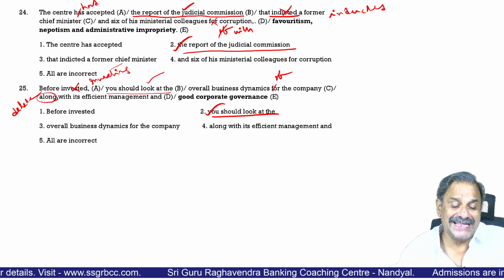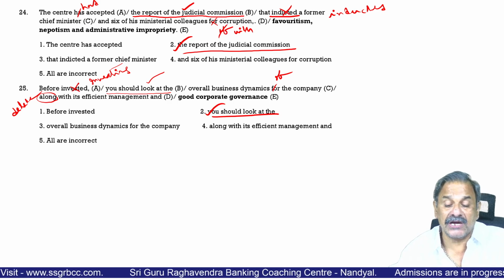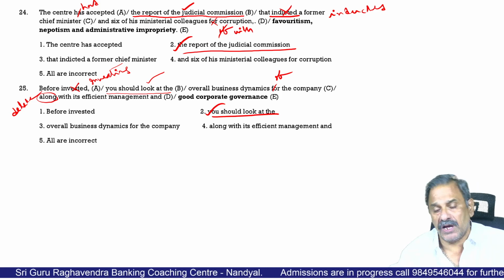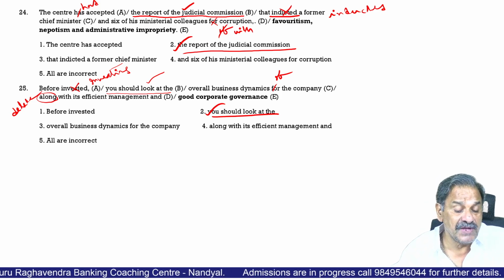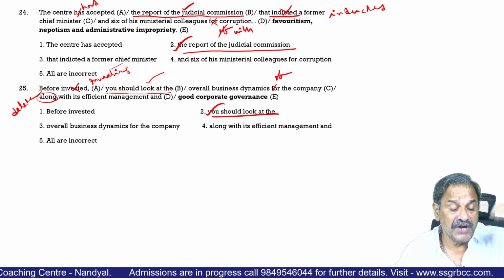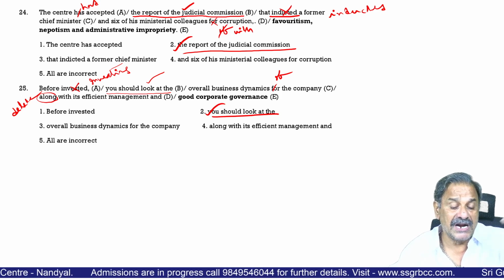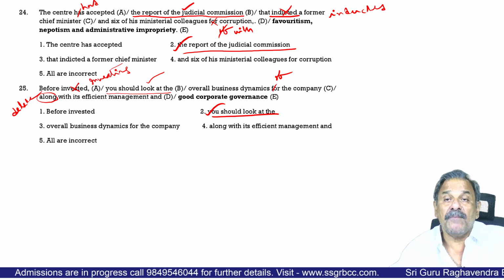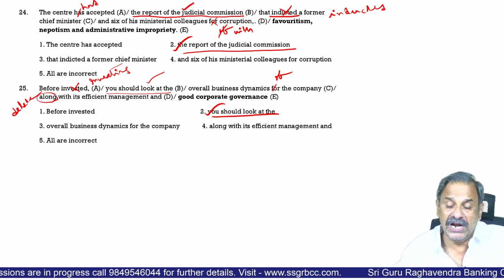The center has accepted the report of the Judicial Commission that indicated is wrong. Here, vocabulary: inducted a former chief minister and 6 of his ministerial colleagues with corruption, favoritism, nepotism and administrative impropriety. All are negative. Nepotism means bandhu preeti, love for relatives.